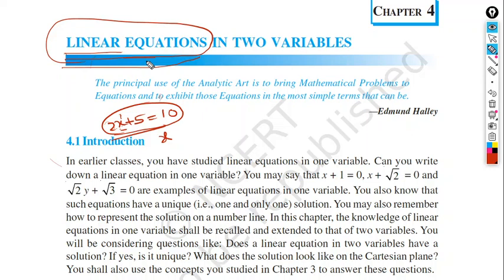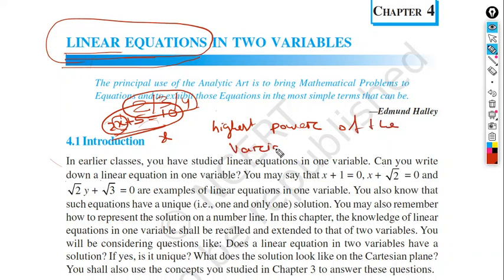There is no condition about whether there is only one variable, or two, three or four variables. You can use as many variables as possible, but the condition is the highest power of the variable must be 1. Okay? So this is the condition in order to be a linear equation.